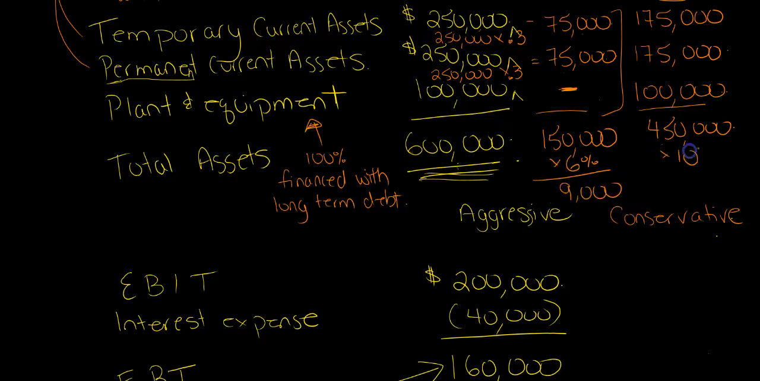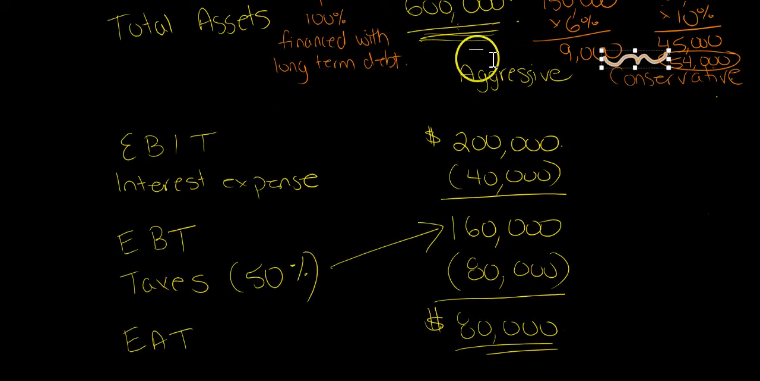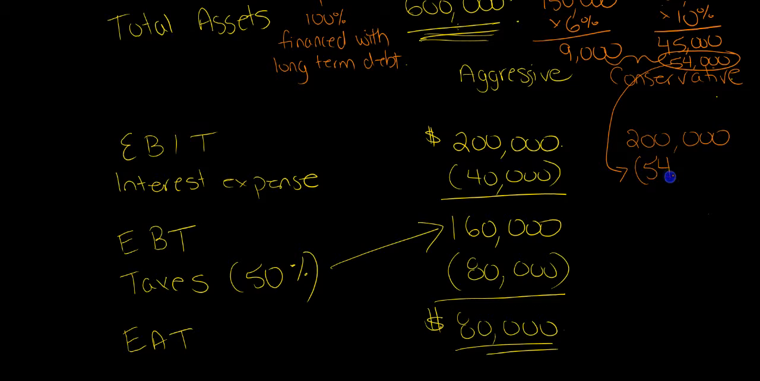And 450 times 10%, that gives me 45,000. So in total, my interest equals 54,000. So that's my total interest expense. I'm just going to compare it to the last question that we did, which was the aggressive approach. So I'm going to assume we still have the same amount of earnings before interest and taxes. Now I'm going to move this interest expense down here.